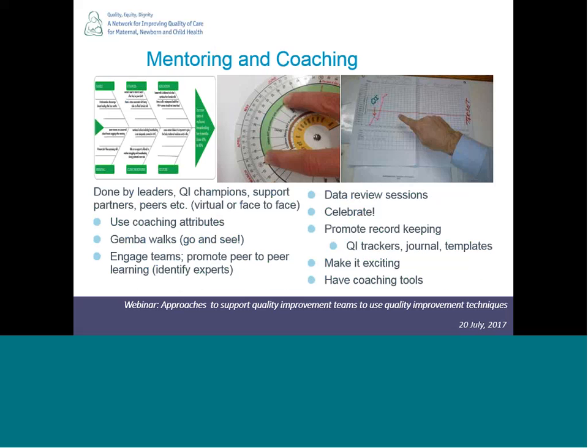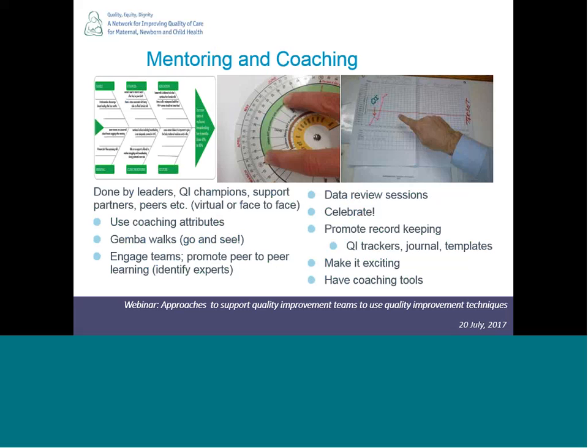That's why there's also another key approach that is appropriate for the QI teams that we work with, which is mentoring and coaching. Once they are trained, they need to be mentored, they need to be coached wherever they are, depending on the QI teams. We can't expect much just by teaching.